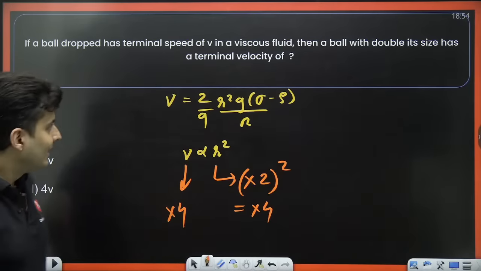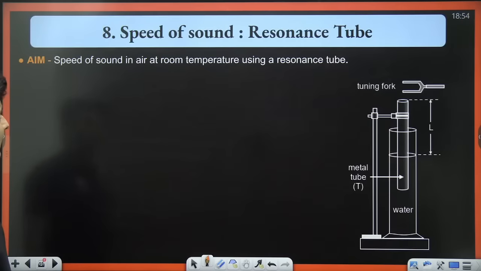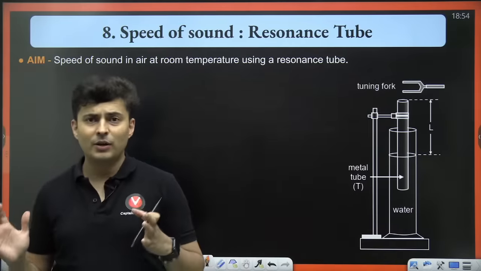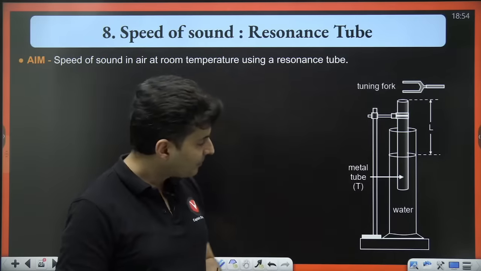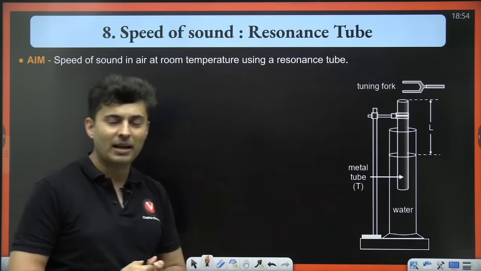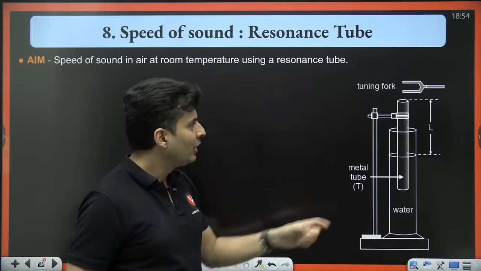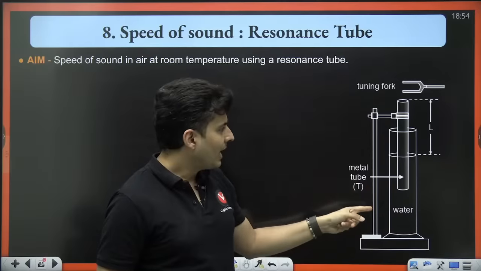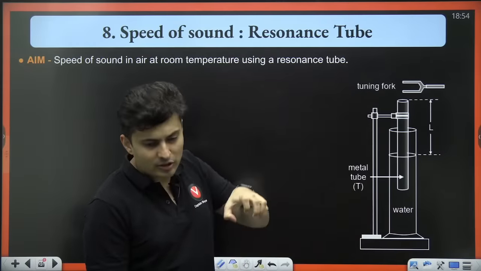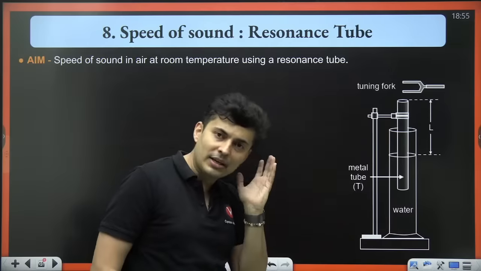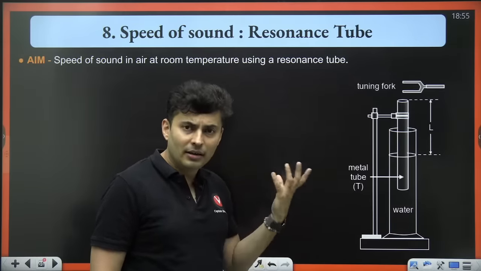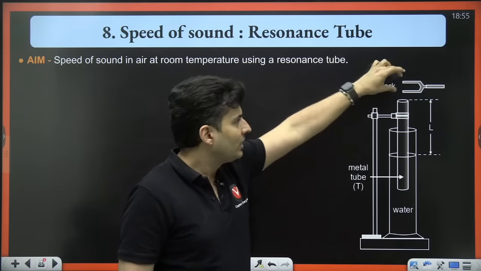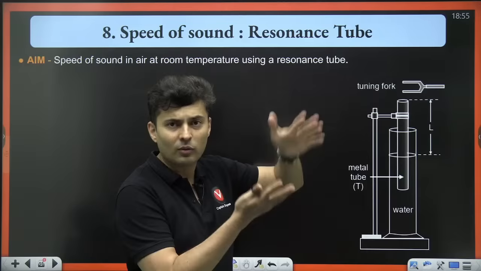Okay. Let's move to the next one coming up on your screen. Speed of sound, resonance tube. Finding the speed of sound using the resonance tube setup. In this particular setup, you use a tuning fork, you use an open pipe, you dip it inside water usually, and you take out the tube slowly and place your ear and try to hear a loud sound by striking the tuning fork somewhere. The tuning fork is hit, so it vibrates.